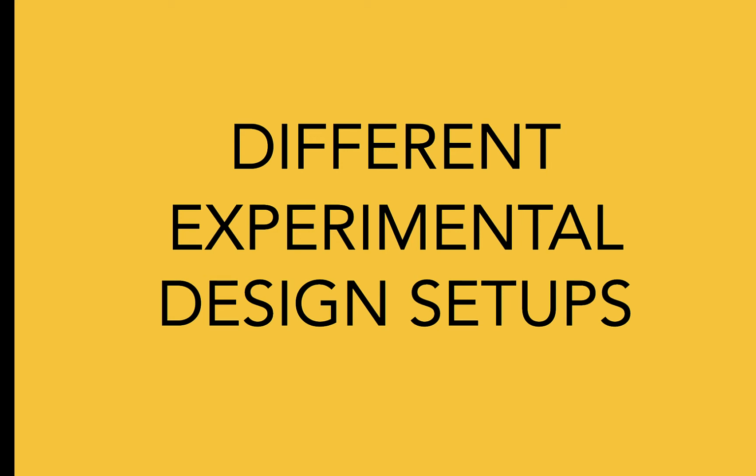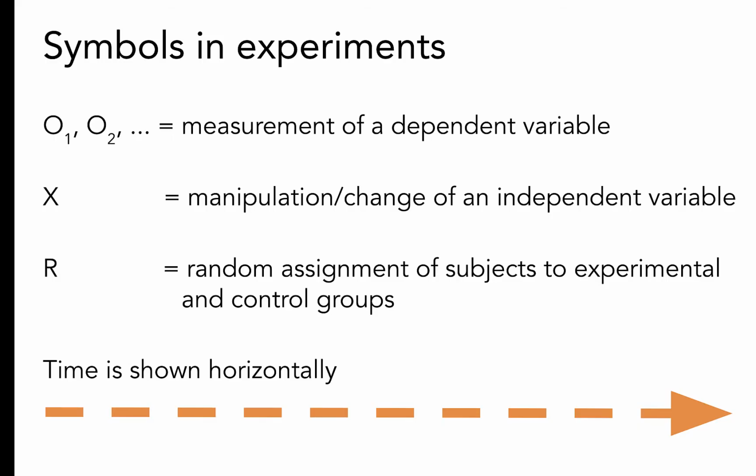Next we're going to talk about different ways to set up your experimental design to make it as robust as possible. To describe different experimental designs, we use symbols. The symbol O refers to the measurement of the dependent variable. If you do multiple measurements of a dependent variable, you refer to it as O1, O2, O3, and so on. For example, when you have a pre-test and a post-test, the pre-test would be O1, the post-test would be O2.